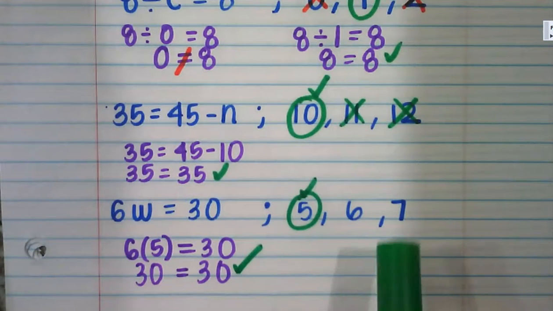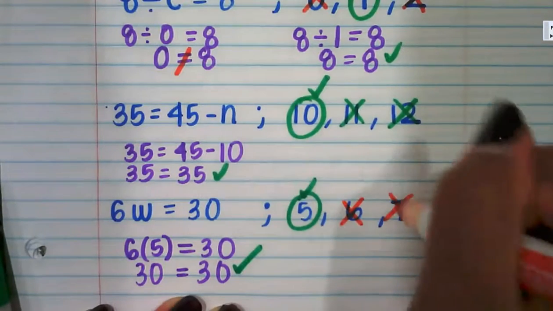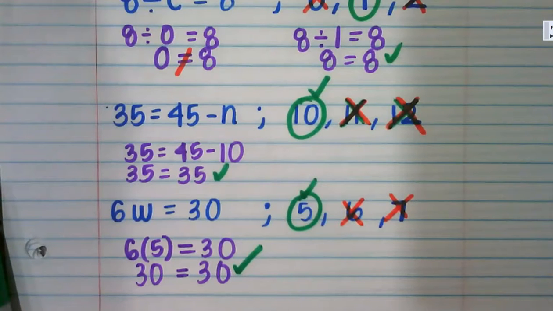We could go ahead and plug in 6 and 7, but it is not necessary because it will not work. We only can have one solution in an equation. I hope these notes were helpful. Get them written in your notebook. I'll see you next time.